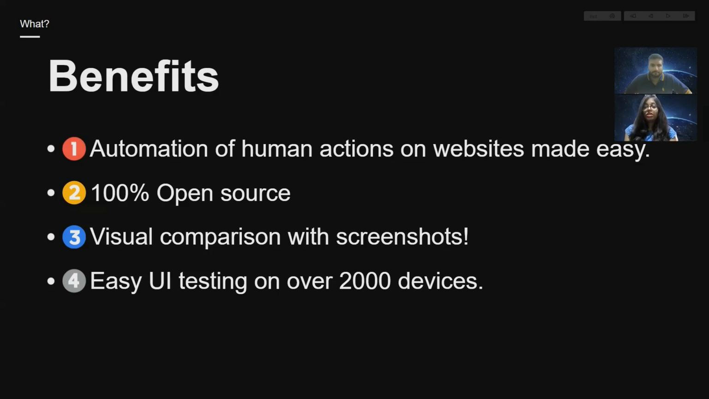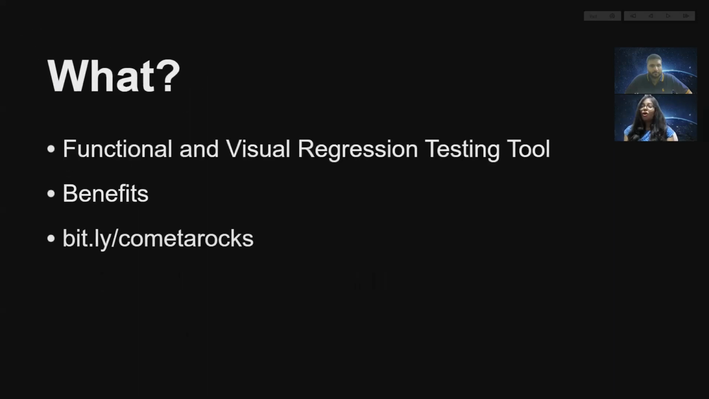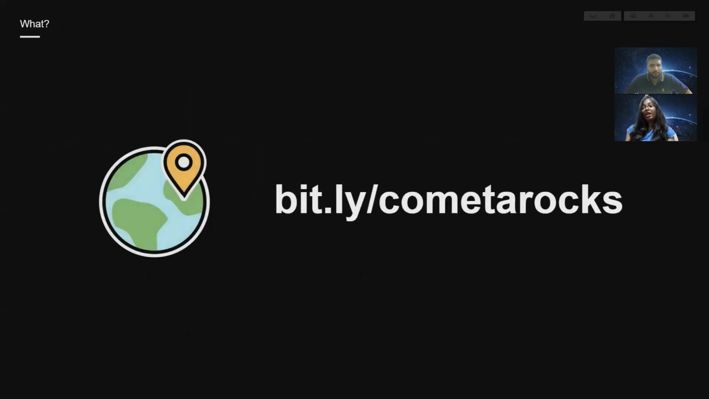And easy UI testing over 2000 devices. So we can integrate Cometa with applications such as BrowserStack, and then we can have different combinations of the browsers, platforms, that is the OS, and the devices, and we could have a lot of scope in our testing with these capabilities. And it also smoothly integrates with the REST API integration with continuous testing platforms, for example, GitLab. All these are the benefits which Cometa offers, and I as a tester feel these are super amazing.